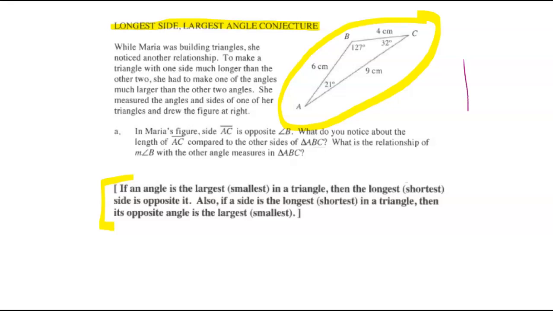Think about your right triangles, right? This is a 90 degrees, and your hypotenuse is always your largest side, and it's always across from 90 degrees. So you guys have already kind of been using longest side, largest angle, but you might not have actually known about it. Okay, and that's all. That's your geometric relationships.